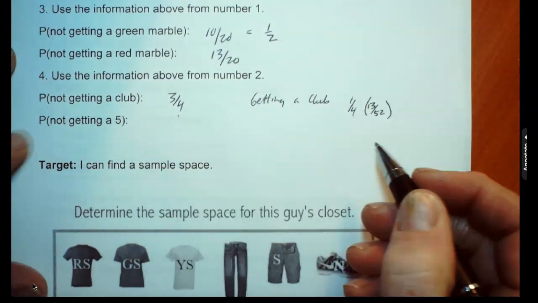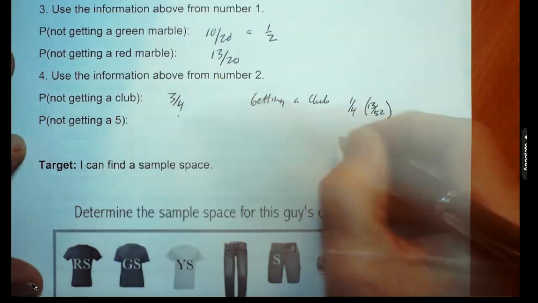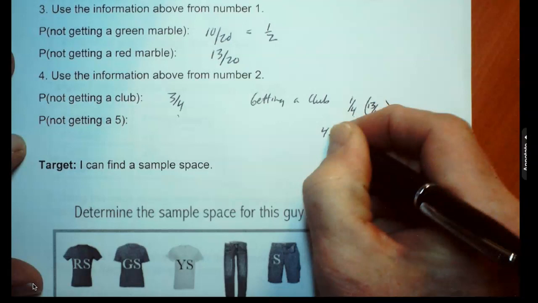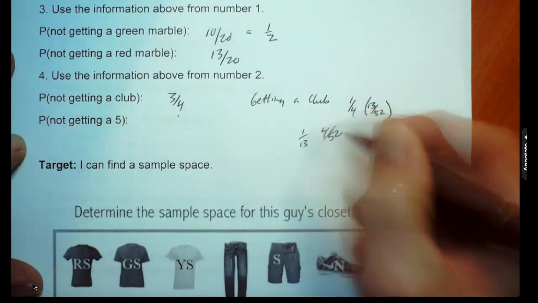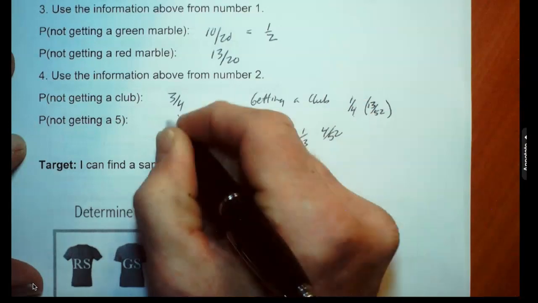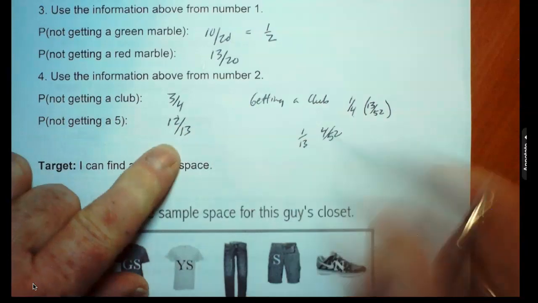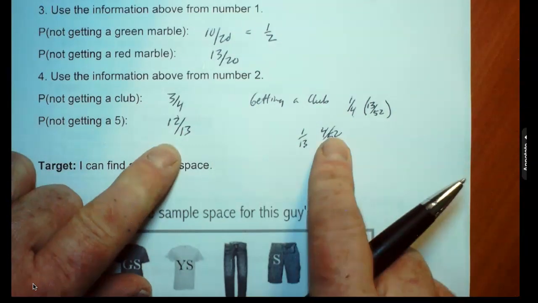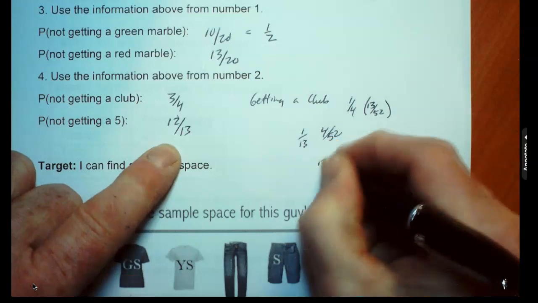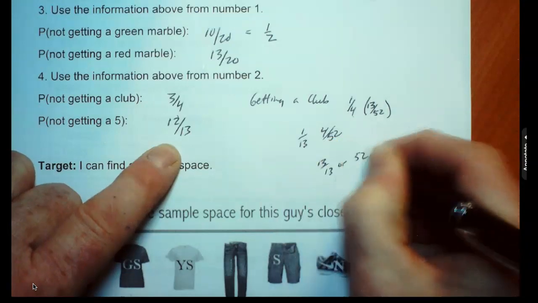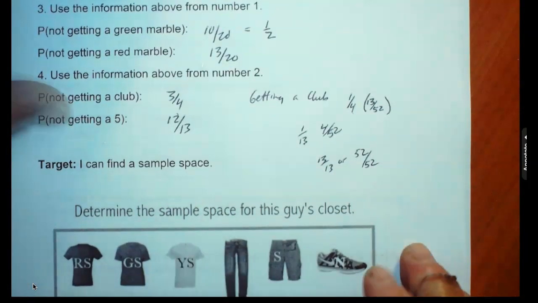The probability of not getting a 5, well, the probability of getting a 5, I'll just jot it over here, was 4/52, or 1/13. So the probability of not getting a 5 is going to be 12/13, because 12/13 plus 1/13 would equal 13/13, or 52/52. All right, I can find sample space. Let's move on to the next target here.